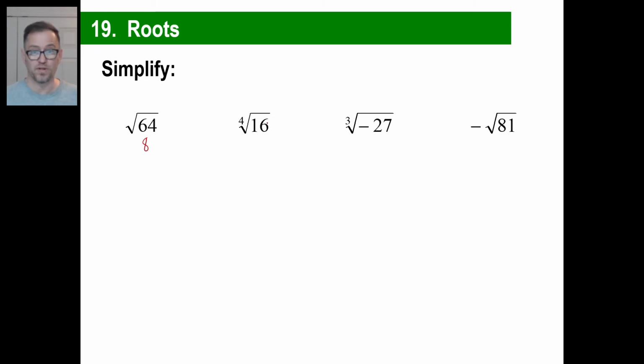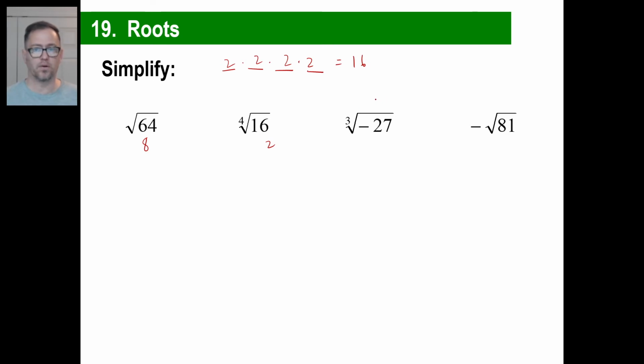The fourth root of 16, ooh, that means what times what times what times what? 4 times gives you 16. And the answer is 2. Because 2 times 2 times 2 times 2 is 16. So the answer to this, you wouldn't write all this jazz. You'd just write 2. That's the answer.